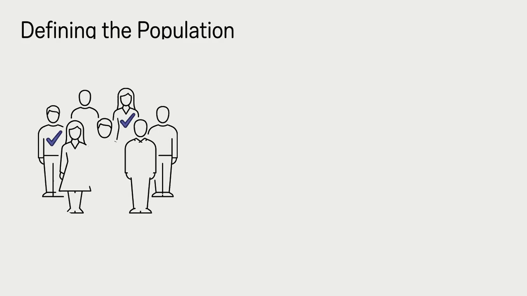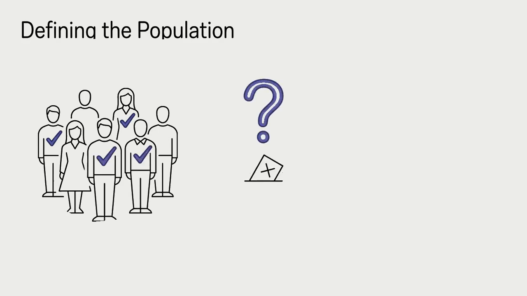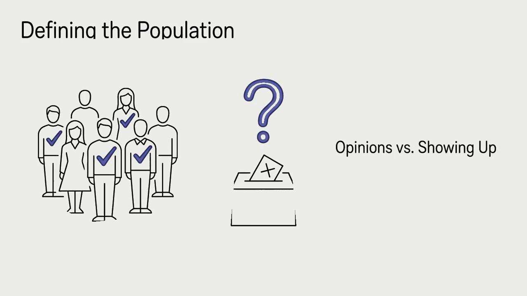The first step is defining the population. Elections are decided by voters, not by all adults, so pollsters usually target likely voters. That already adds difficulty because turnout has to be predicted. Estimating opinions is one problem. Estimating who shows up is another.